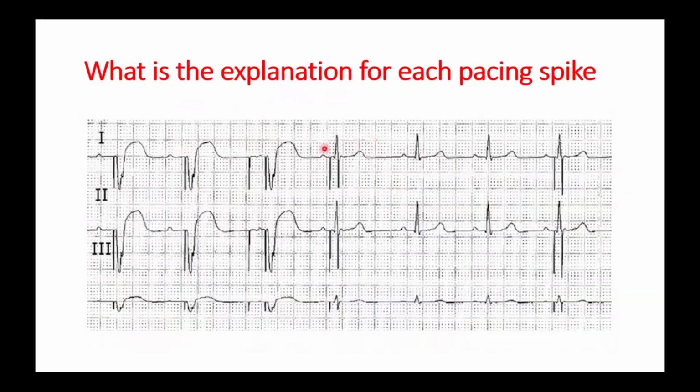So this is an ECG from a patient with a dual chamber pacemaker, and we want an explanation for each spike of these. And I need a volunteer.